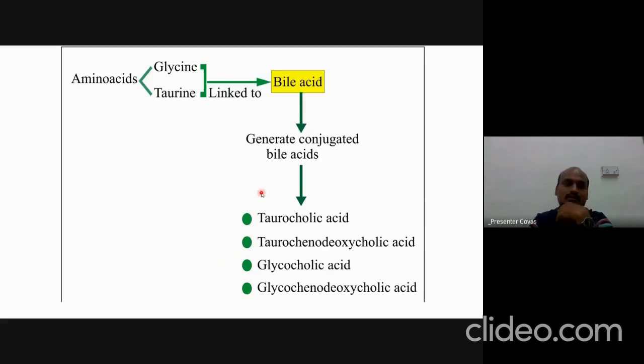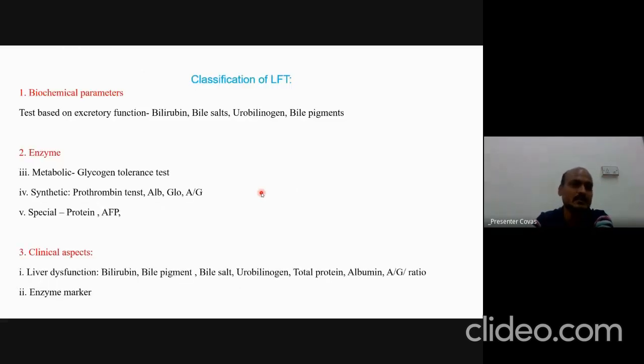So this one is a gallbladder, and now this one is the amino acid glycine and taurine linked with the bile acid, and we are getting taurocholic acid and glycocholic acid. Likewise, these are the bile salt accumulation. You can detect its presence in the urine by the Gmelin or Fouchet test.